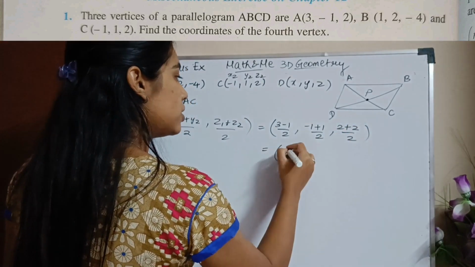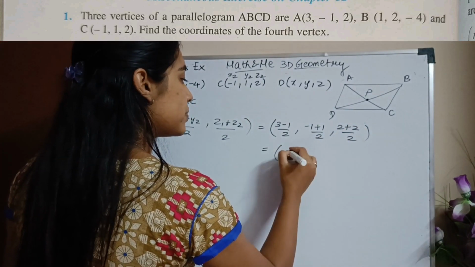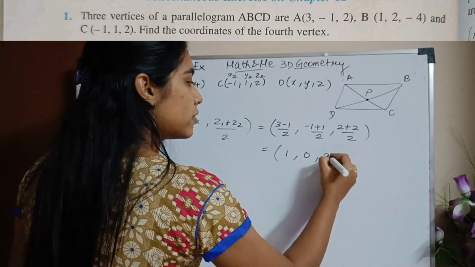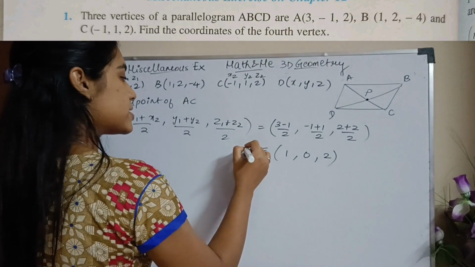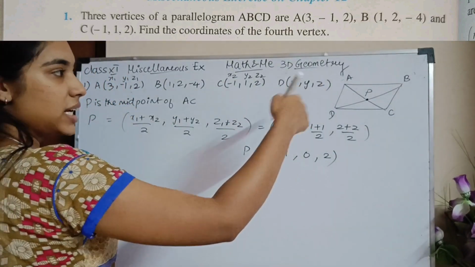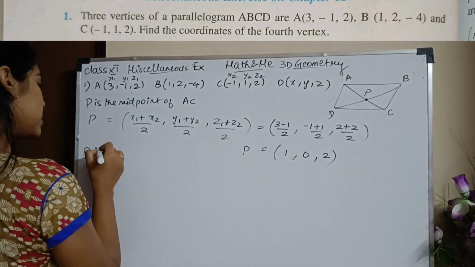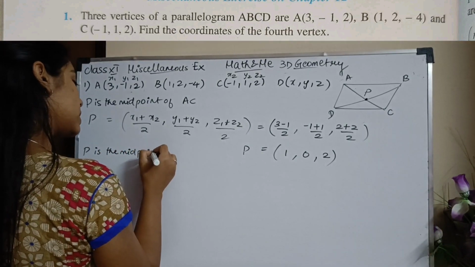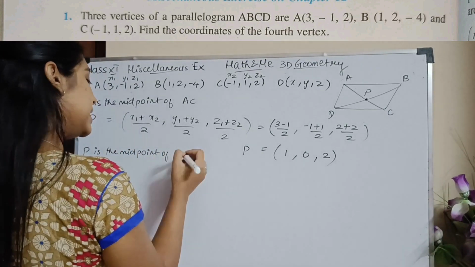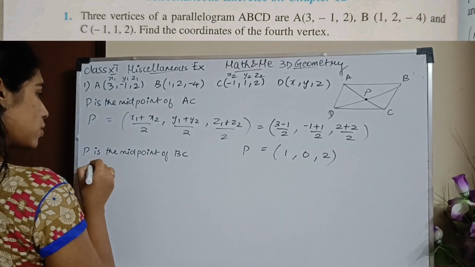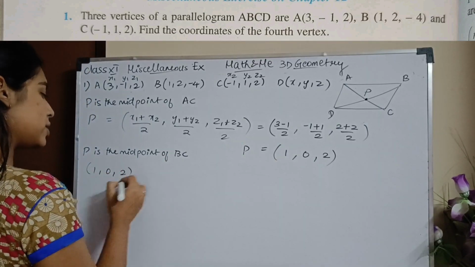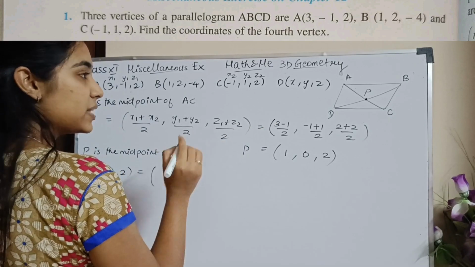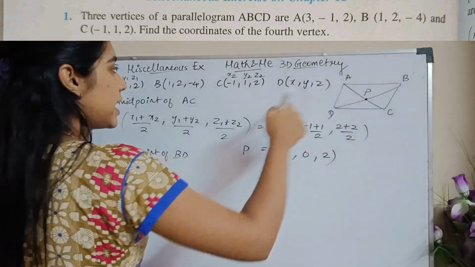So what will I be left with? 2 by 2, which is 1, comma, minus 1 plus 1 will be 0, 2 plus 2 is 4, 4 divided by 2 is 2. So these are my coordinates of P. Okay. Now similarly BD. P is also the midpoint of BD. We have found out what our P is. So the coordinates of P, which is 1, 0, 2, will be the midpoint of BD. Sorry, we are dealing with the diagonal BD. Okay, so this is the diagonal BD.